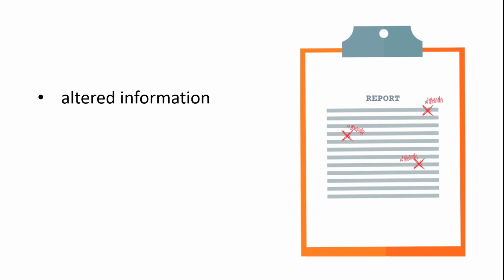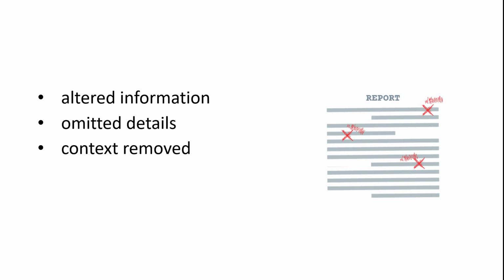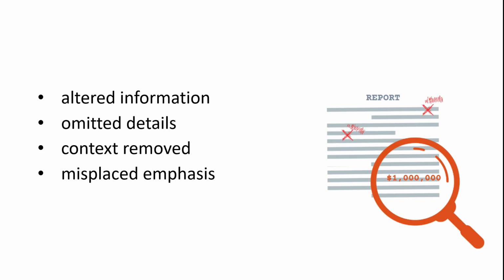Sometimes hyperbolization means that the details are just slightly altered to exaggerate the situation. However, most often hyperbolization does not mean that the information is completely false. Hyperbolization can also happen by omitting some details, taking information out of context, or by placing emphasis on some part of information that makes the reader miss another crucial part of the story.